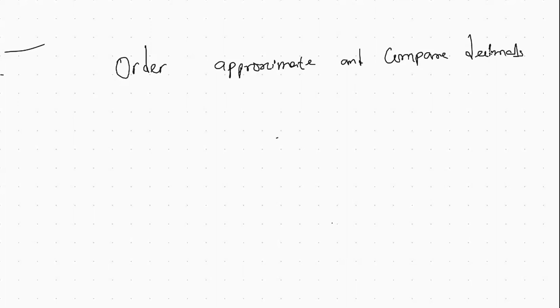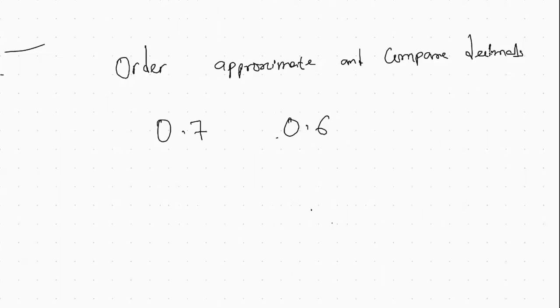So let's look at it now. When you say you want to order decimals, we want to focus on the first part, which is ordering decimals. For example, if you have 0.7 and 0.6, which decimal is bigger? It's going to be 0.7. The 0.7 is more than 0.6 because you only have one decimal place to compare them.